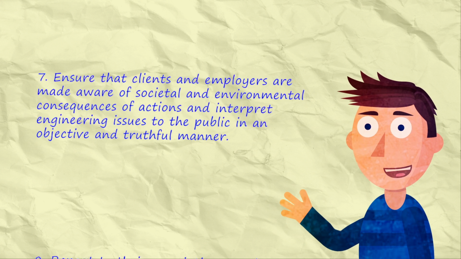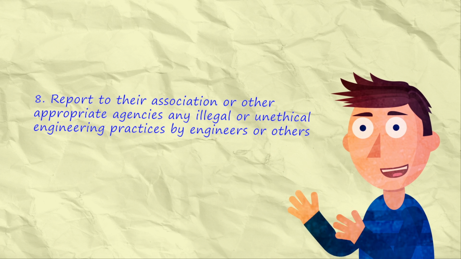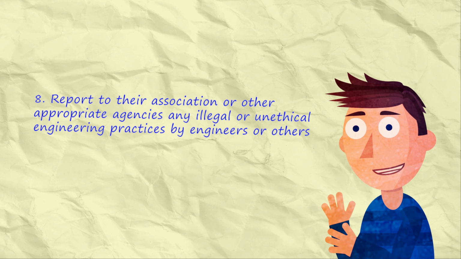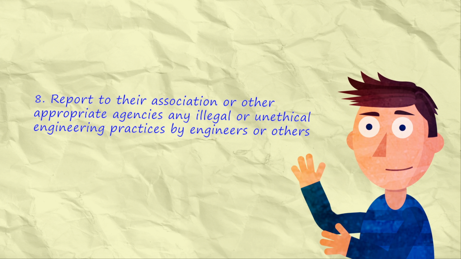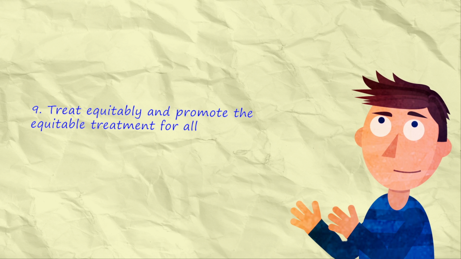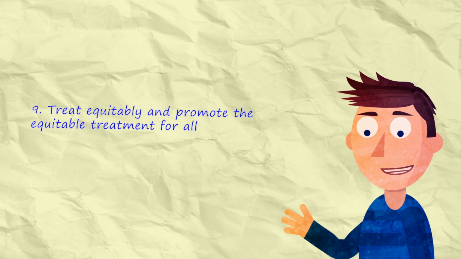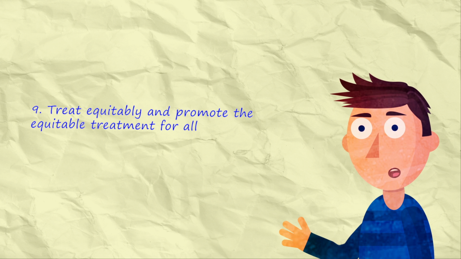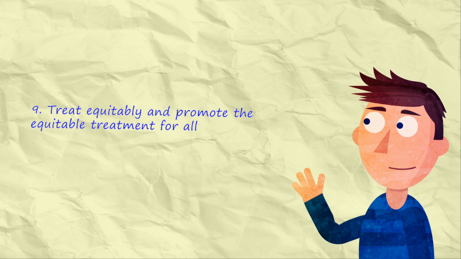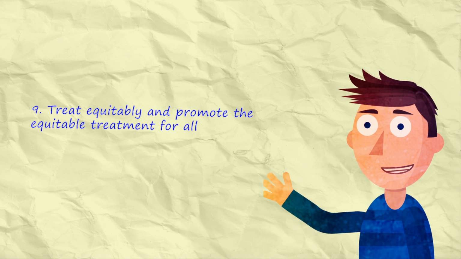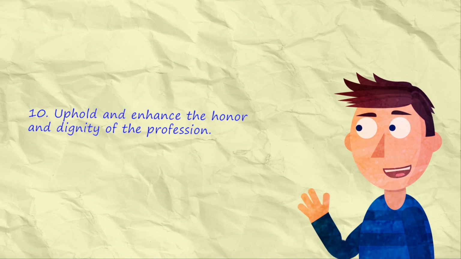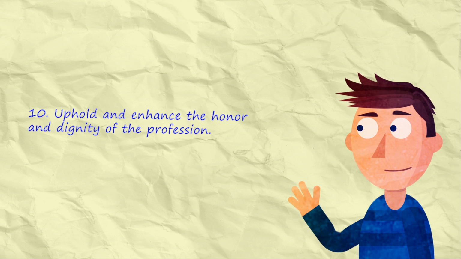Number 8, report to their association or other appropriate agencies any illegal or unethical engineering decision or practice by engineers or others. Number 9, treat equitably and promote the equitable treatment of all clients, colleagues, and co-workers, regardless of race, religion, gender, sexual orientation, age, physical or mental ability, marital or family status, and nation of origin. Number 10, uphold and enhance the honor and dignity of the profession.